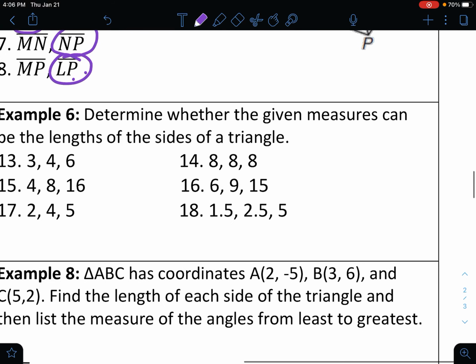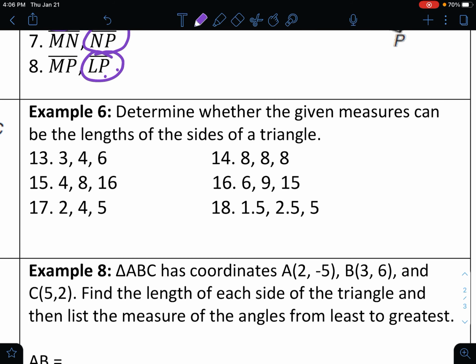All right, moving on to example 6. Determine whether the given measures can make the lengths of a triangle. All right, so here is the thing. Don't forget triangle inequality theorem. If you add any two of the sides, they will be greater than the other side. So I would say take the two shortest sides, add them together, and make sure it's greater than the biggest side. Obviously, if you take the biggest side and add it to a shorter side, it's going to be greater. So I would say take the two smallest ones and see if it works.